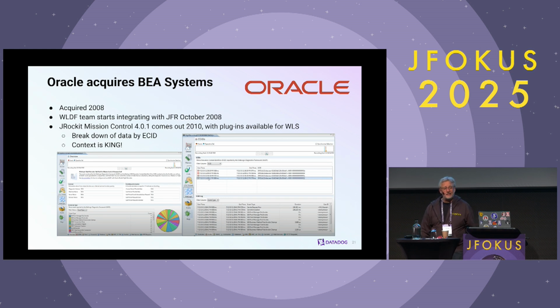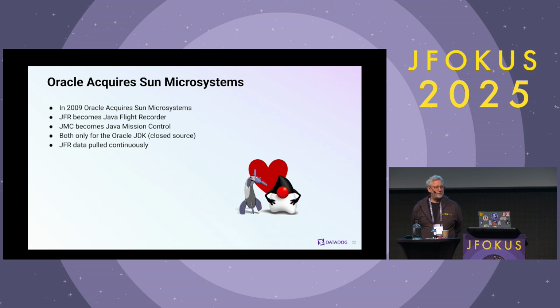So in 2008, Oracle acquired BEA Systems. This was super interesting because now there was this diagnostics framework within WebLogic Server that started to integrate with JFR in October 2008. And JRockit Mission Control 4.0.1 came out in 2010 with plugins available for WebLogic Server, where you could start breaking down the data by ECID. So you had profiling data that you could break down by context that was distributed. Context was king. This changed everything.